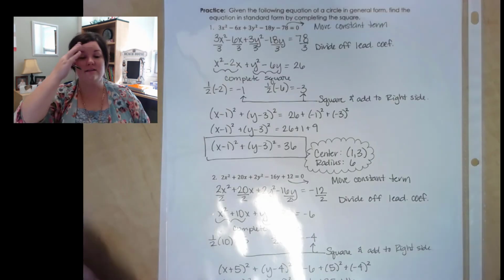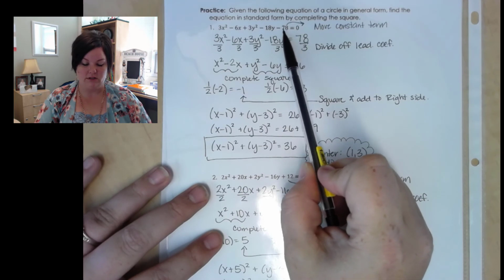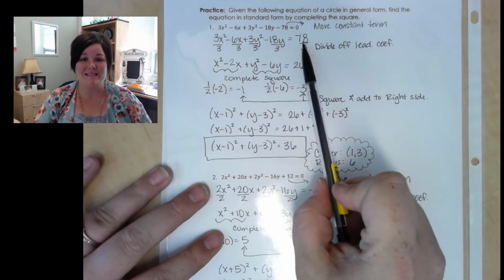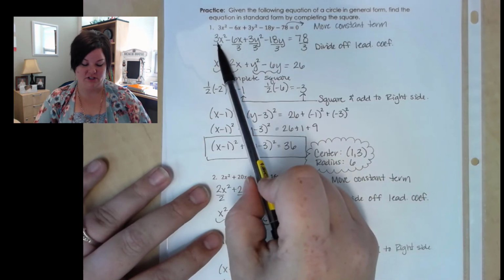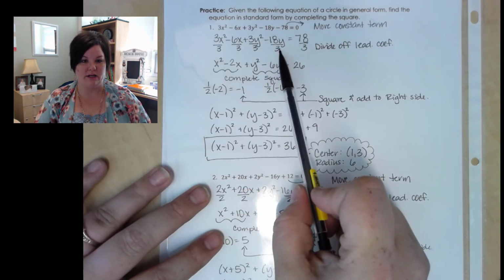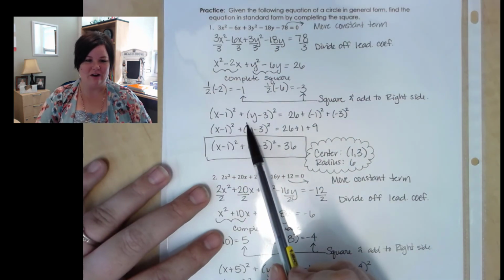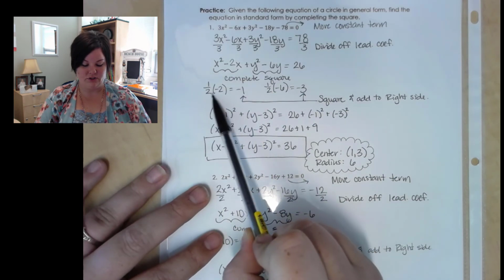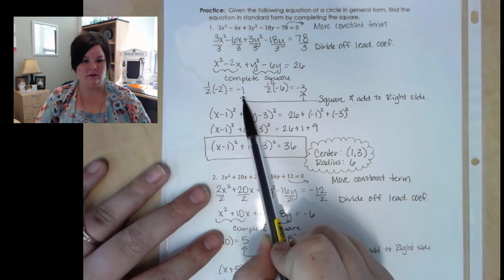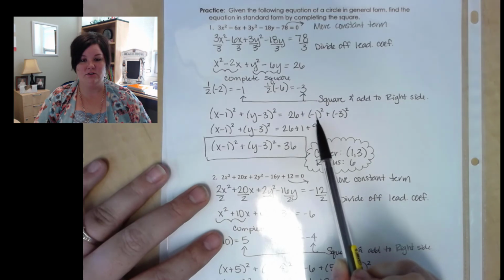All right, so let's look at these practice problems. On number 1, first thing we do is move that constant term over. So we have a positive 78 when we move it over. Then we have to get rid of our leading coefficient. So we divide everything by 3, right? Then we're going to complete the square. So when we complete the square with our x's, we take half of our x term coefficient, which is a negative 1. Our negative 1 is what shows up inside our squared quantity. It's also what we're going to square and add to the right-hand side.